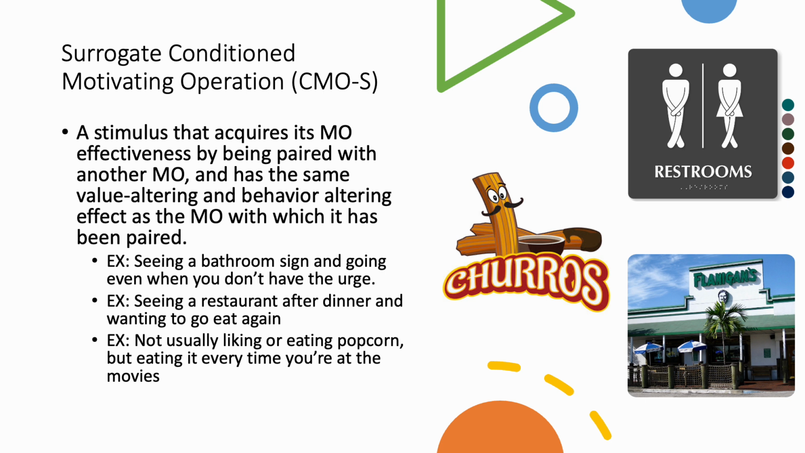So now the bathroom sign alone becomes a CMOS, and it starts to have the motivating operation effectiveness. So the stimulus alone of the bathroom sign starts to have behavior altering and value altering effects. So then we engage in the behavior of going in the bathroom, even though we don't really have that desire to go to the bathroom because we had already voided previously. We had already gone to the bathroom previously.